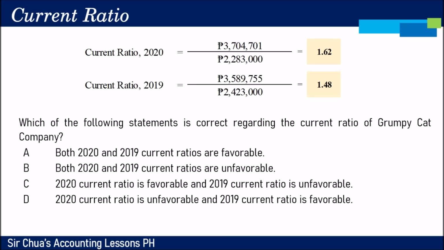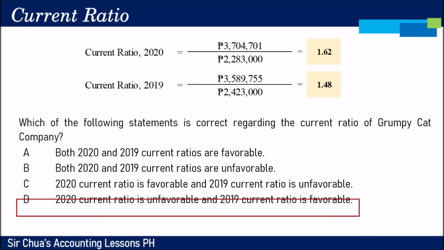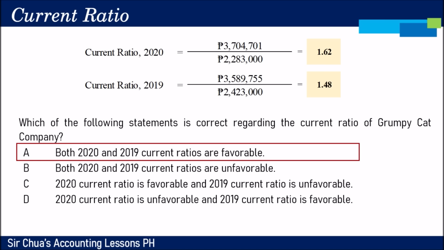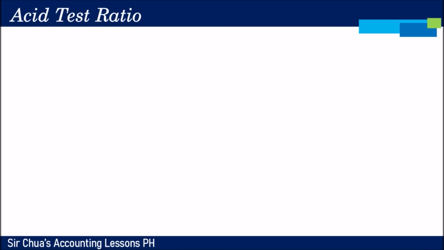Assuming that you have the answer already, the correct answer is RC, letter A. Both 2020 and 2019 current ratios are favorable because current assets is greater than current liabilities for both the years and the current ratio is greater than 1. Thus, both 2020 and 2019 current ratios are favorable. Awesome. Let's continue with acid test ratio.